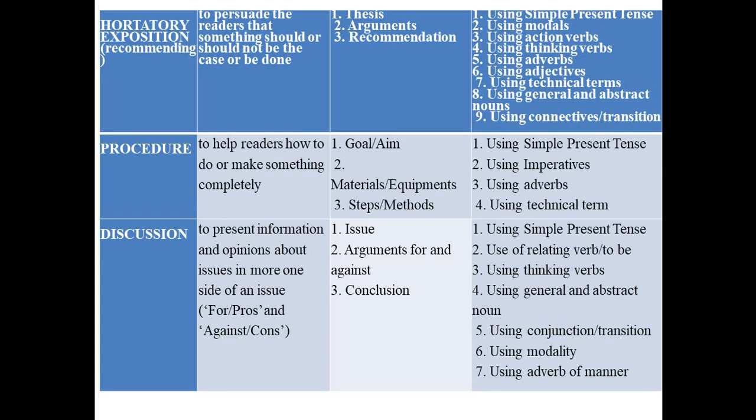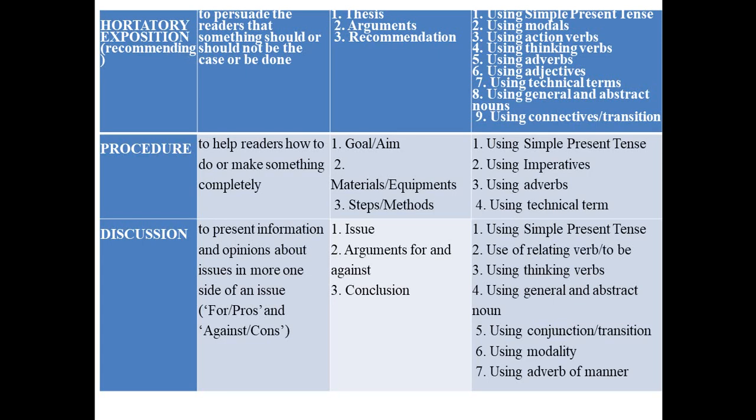And the next genre is discussion. So this is also a type of genre or text type. The purpose of discussion is to present information and opinions about issues from more than one side of an issue, for pros and cons, you can say. The structure is, first, issue, arguments for and against, and conclusion.